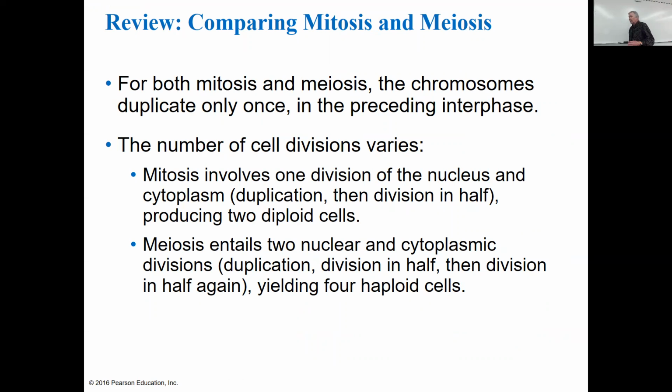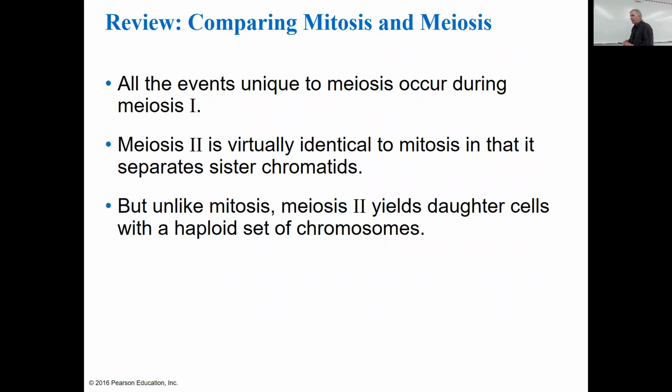Okay, for both mitosis and meiosis, the chromosomes duplicate only once in the preceding interphase. The number of cell divisions varies. Mitosis involves one division in the nucleus and cytoplasm, duplication and division in half, producing two diploid cells. Meiosis entails two nuclear and cytoplasmic divisions, duplication, division in half again, yielding 4 haploid cells. All the events unique to meiosis occur during meiosis 1, really.